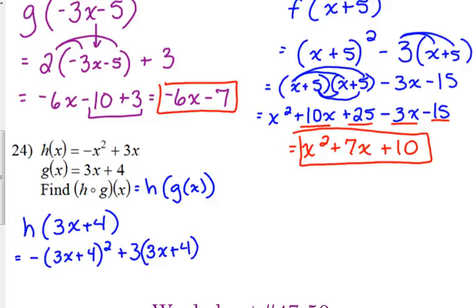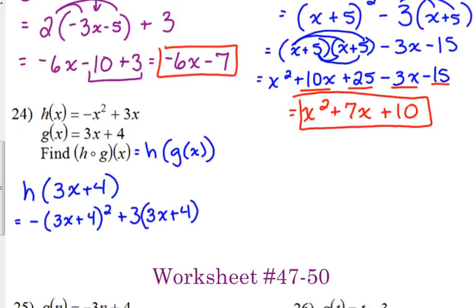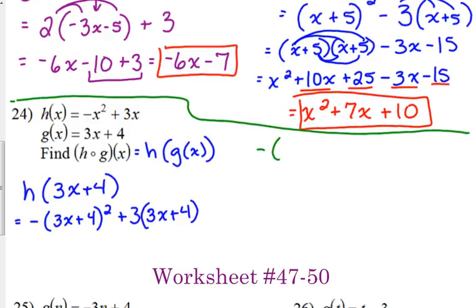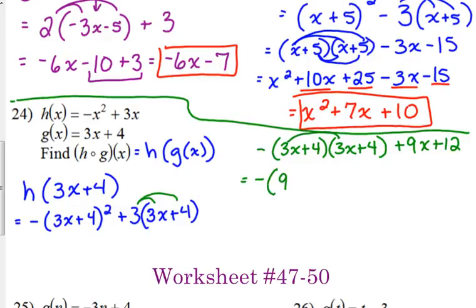Now we have to save that negative sign there for the end. We need to FOIL it out first. 3x plus 4 times 3x plus 4. Distribute the 3. Plus 9x plus 12. FOIL it out. 3x times 3x, 9x squared. The outside, 3x times 4, 12x. The inside, 4 times 3x is 12x. So that's plus 24x. The last, 4 times 4 is 16.